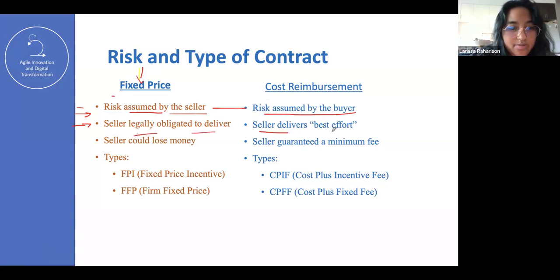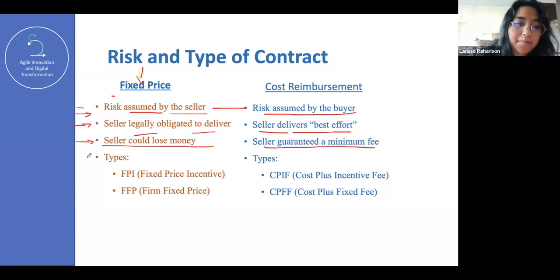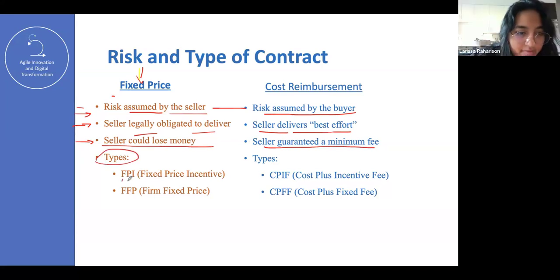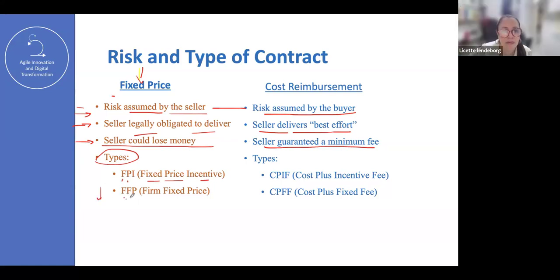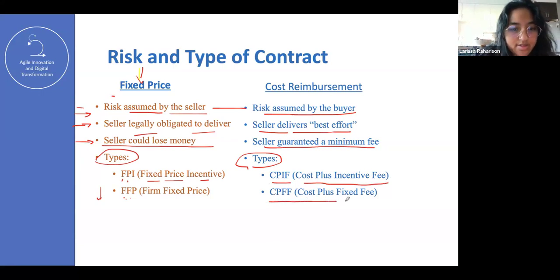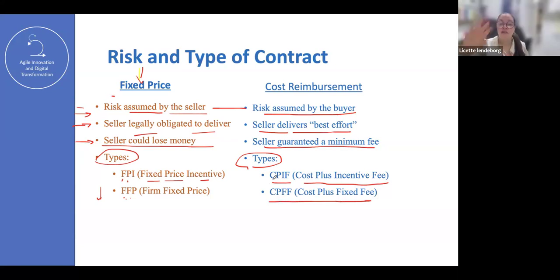The seller delivers the best effort. Seller could lose money. Seller guaranteed a minimum fee. And there are 2 types: FPI, fixed price incentives, and FFP, firm fixed price. And for cost reimbursement, there are also 2 types: CPIF, cost plus incentive fee, and CPFF, cost plus fixed fee.